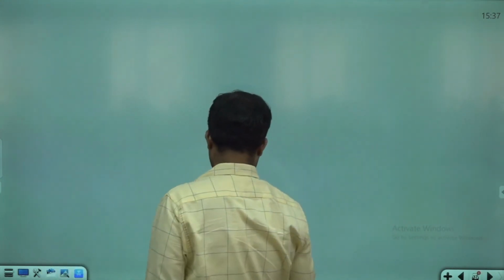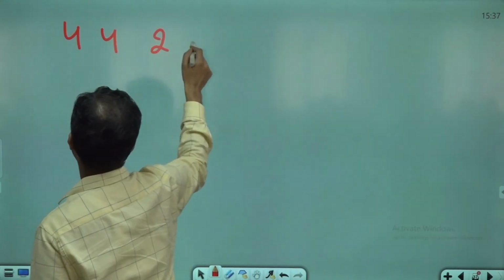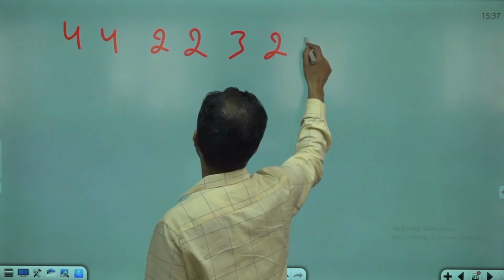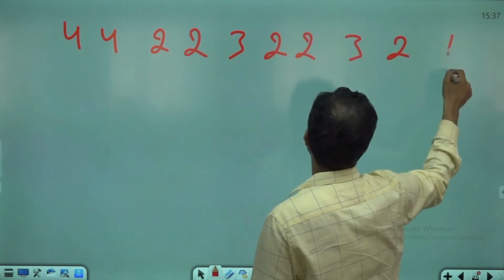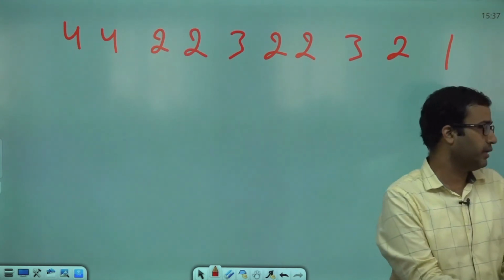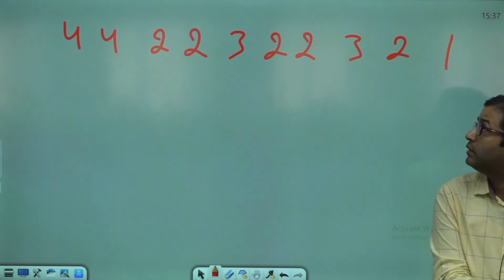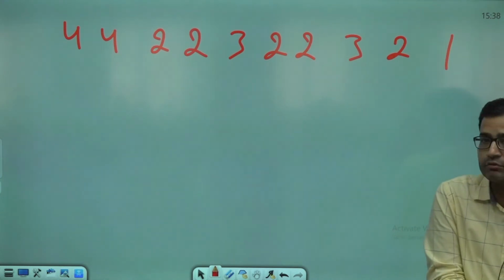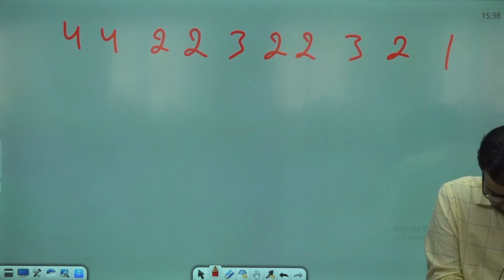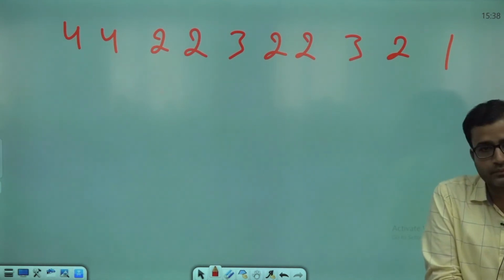I give you one mnemonic for this. The mnemonic here is 44, 22, 322, 321. लिख लो 44, 22, 322, 321. It's a 10-digit number. Okay.